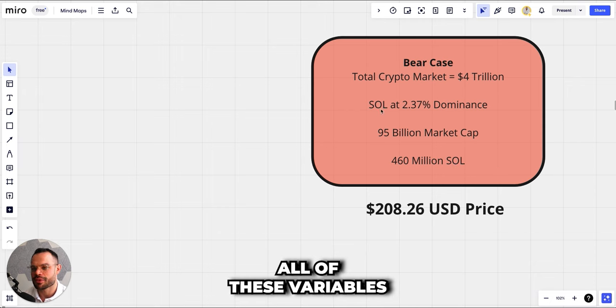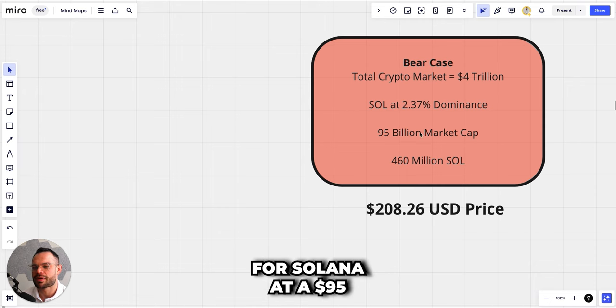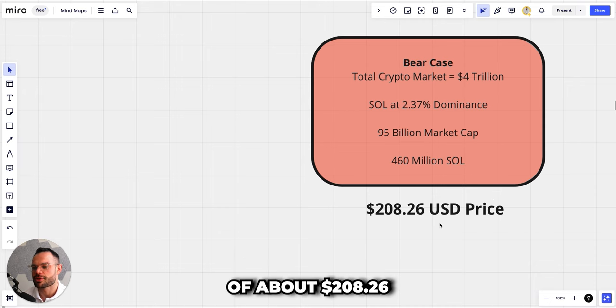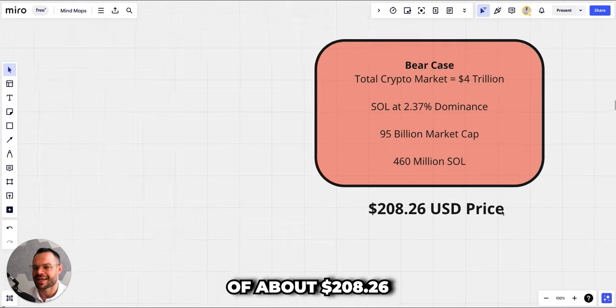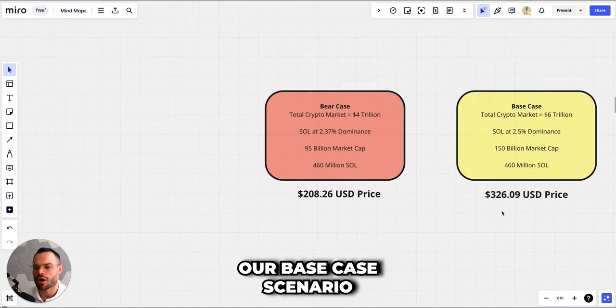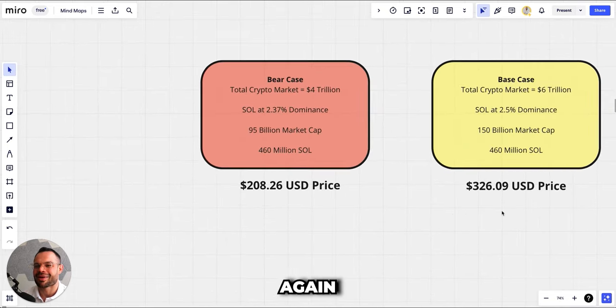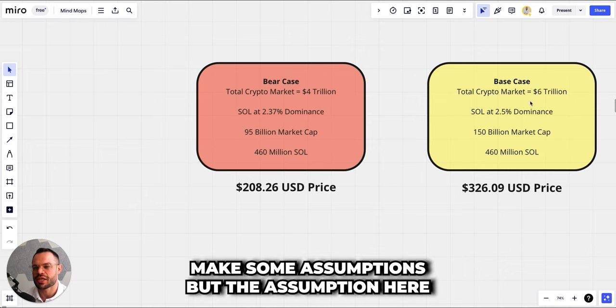All of these variables, when we break them down, for Solana at a $95 billion market cap with 460 million SOL in circulation, that gives us a bear case price target of about $208.26. Moving on to our base case scenario, again, we have to make some assumptions.